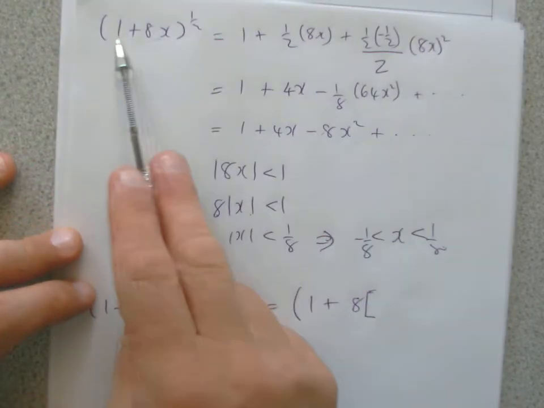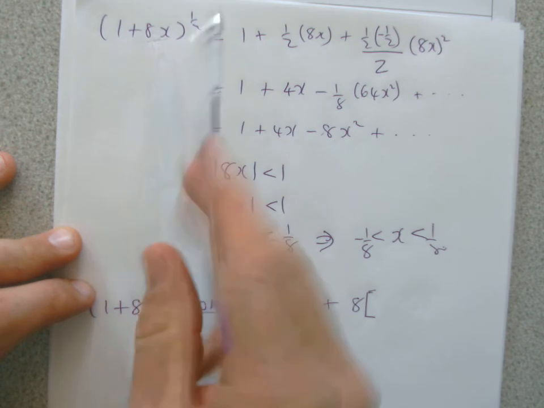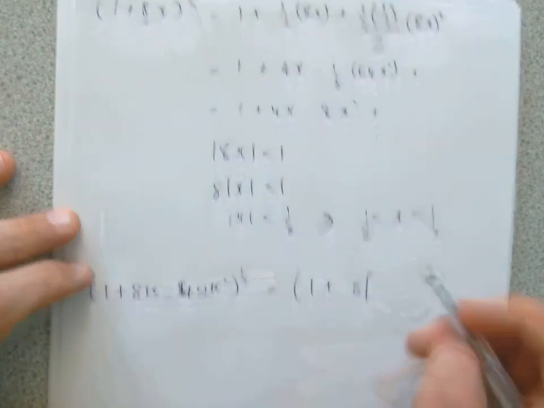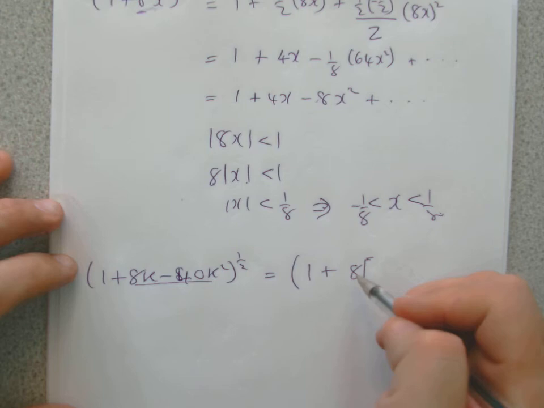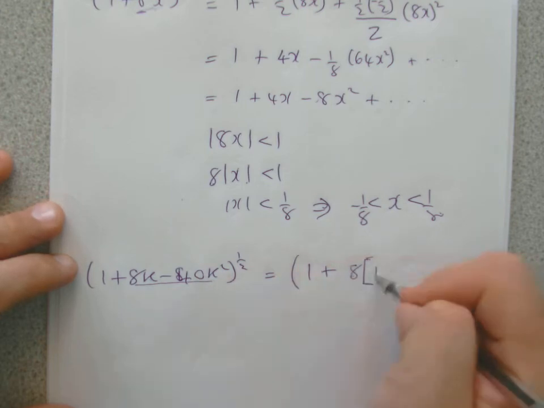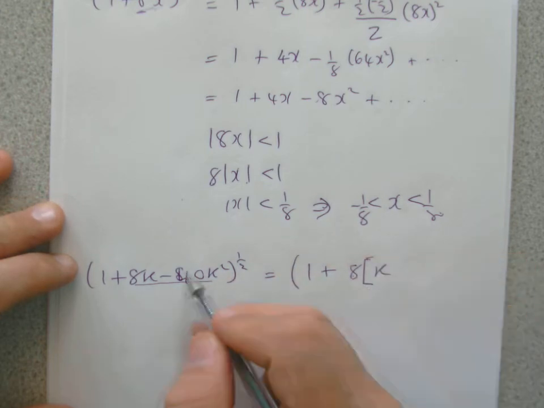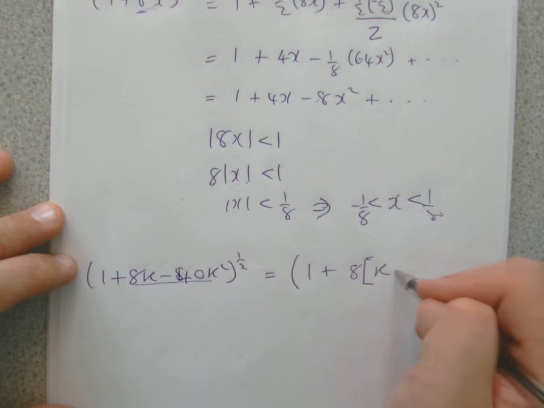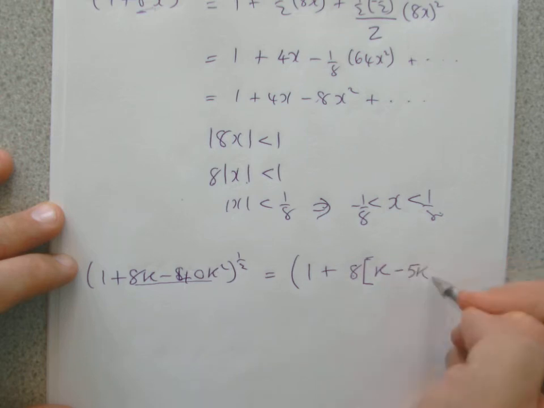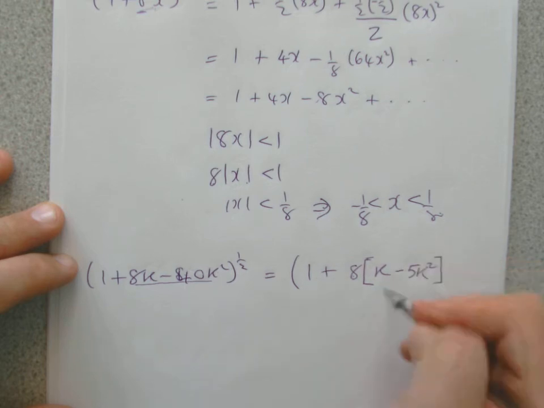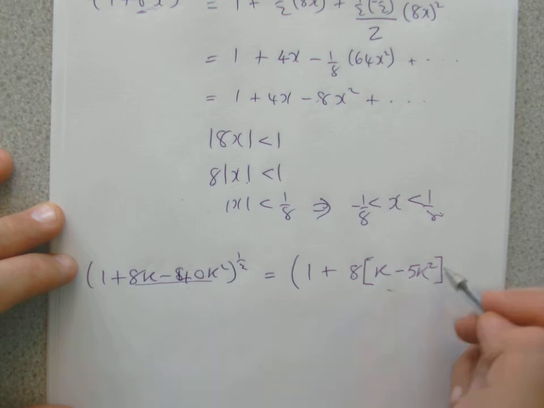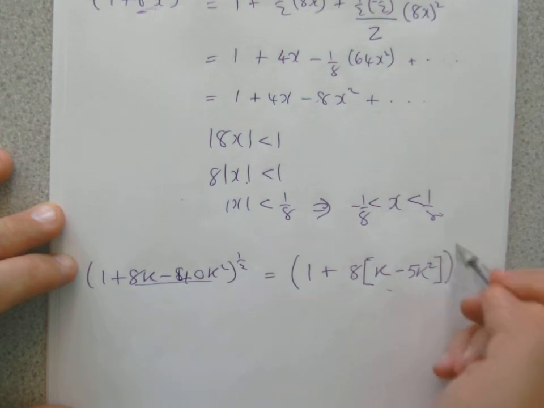Because of the way this is set up, 1 plus 8x, all I've got here is 8, the number 8 in front of that x. So I'll just take out 8, and then you just ask, what do you times by 8 to get 8k? So it'll be k. And what do you times by 8 to get minus 40k squared? So it'll be minus 5k squared. So if you multiply out, you get back to this. Close the square bracket to the power half.